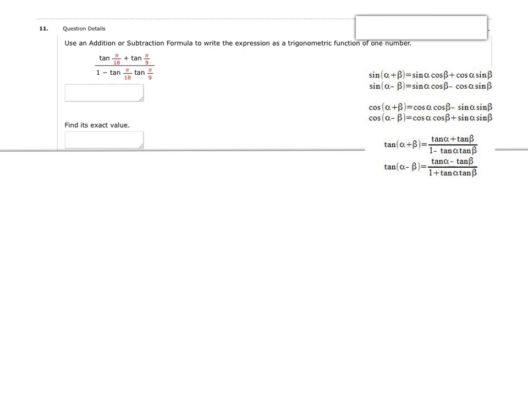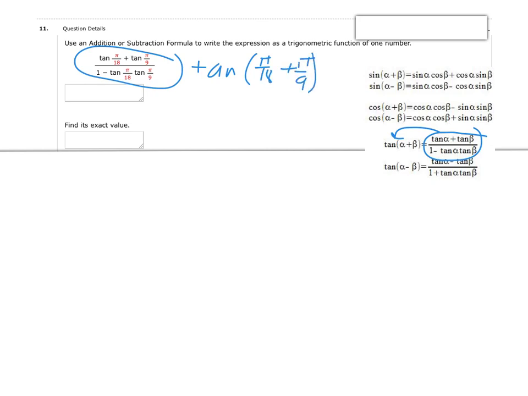All right, next one here, we are again using a formula backwards. I see that all of this together looks like this formula right here, so I'm going to move it back into that version. So it's all going to turn into tan of pi over 18 plus pi over 9. Once again on this one, I would just add this together with a common denominator, call that 2 pi over 18. So this is all tan of 3 pi over 18, which can reduce to just tangent of pi over 6, which is what they want here.